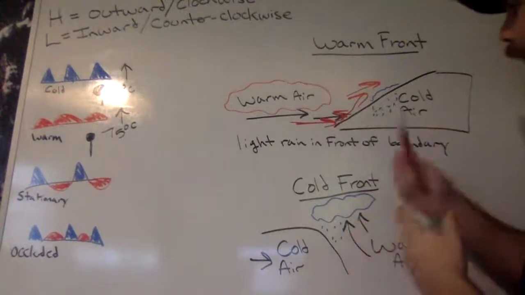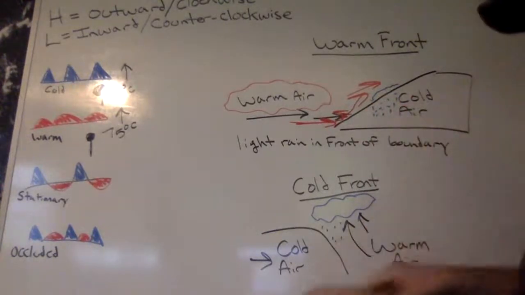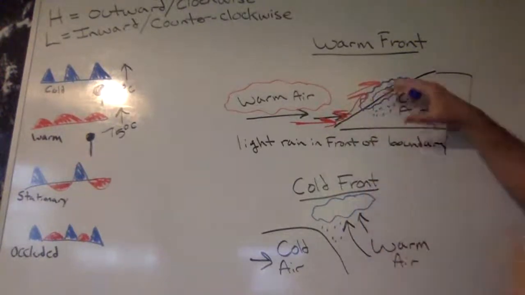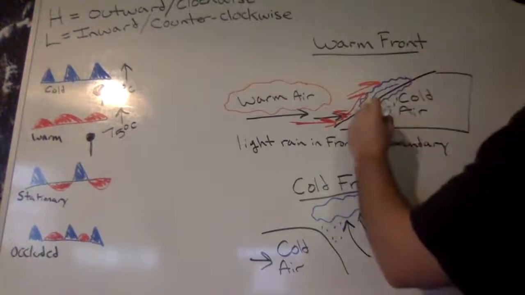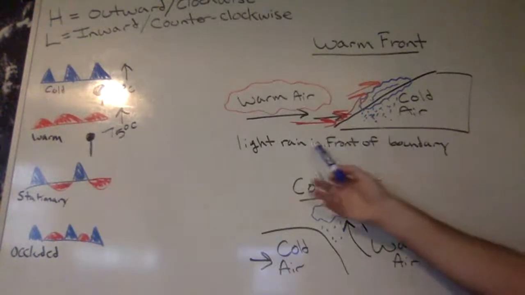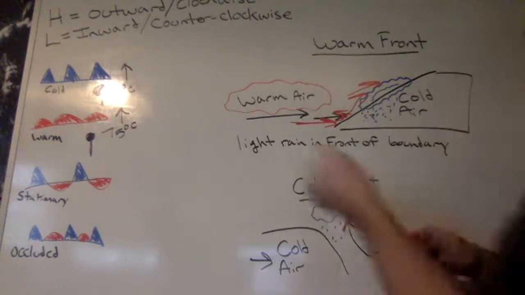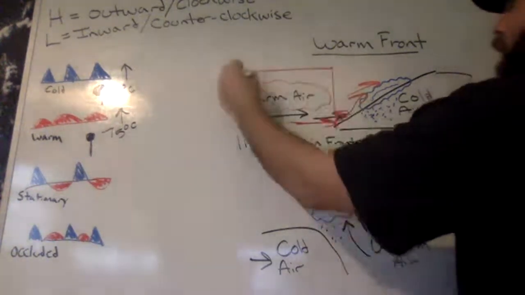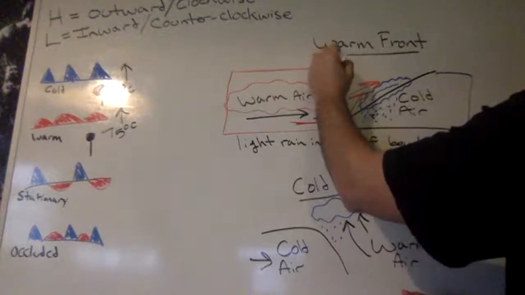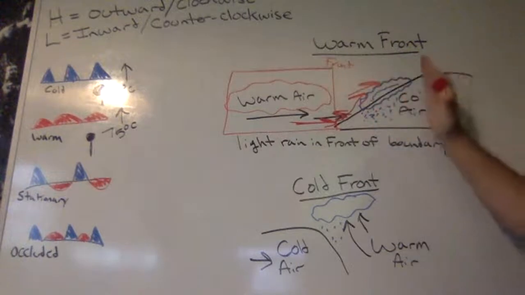Okay? So as the warm air rises up, it starts to cool and condense, and this is what makes those clouds. So over this giant area, you start to get clouds, you start to get precipitation, and for the most part, it's a light rain, okay? So this light rain is in front of the boundary. Now, what I mean by boundary is, here is my warm front. If we made a box around it, this is where it's starting. This is the front of it. Okay? Because the warm air goes up, now the precipitation is happening in the front.